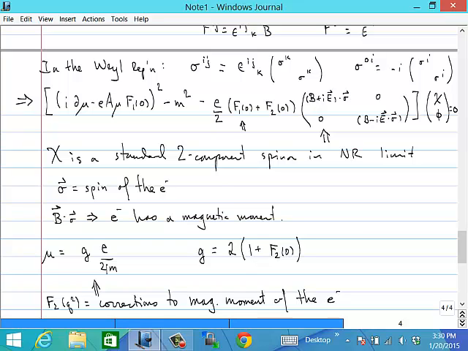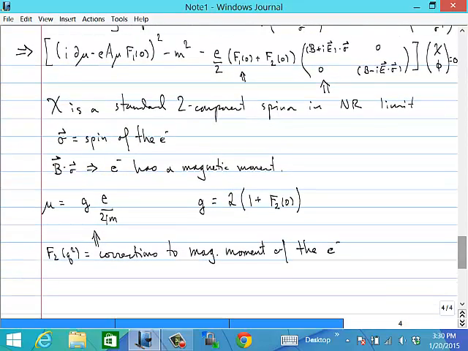F2 of 0 describes the very long distance correction to the magnetic moment of the electron. And F2 of q squared could, I suppose, be regarded as the momentum-dependent corrections to that magnetic moment. I should make one comment here. So this, I believe, is something that we discussed in the very first week of this course when I was trying to motivate quantum field theory. At leading order, when you neglect all of the quantum corrections, G is equal to 2.